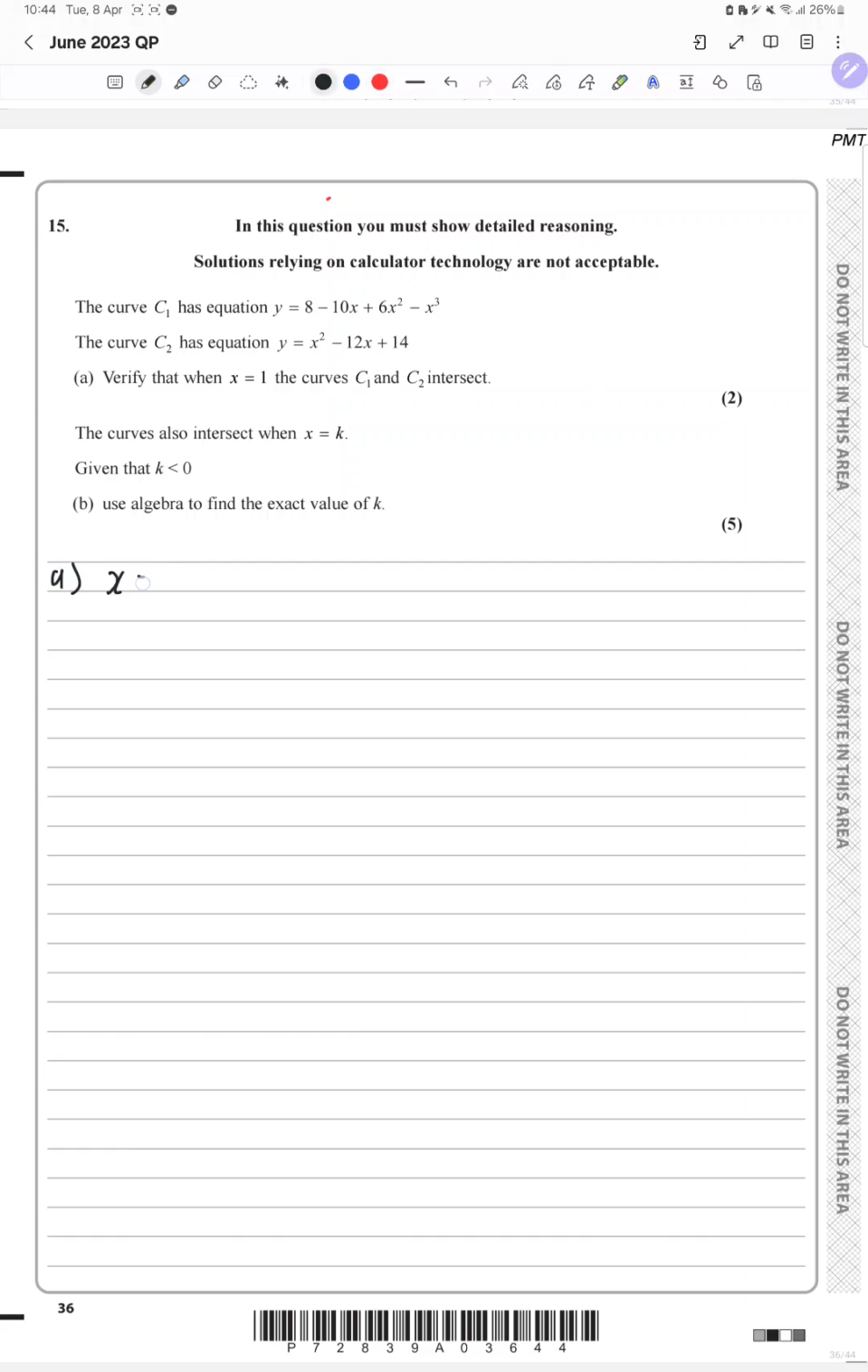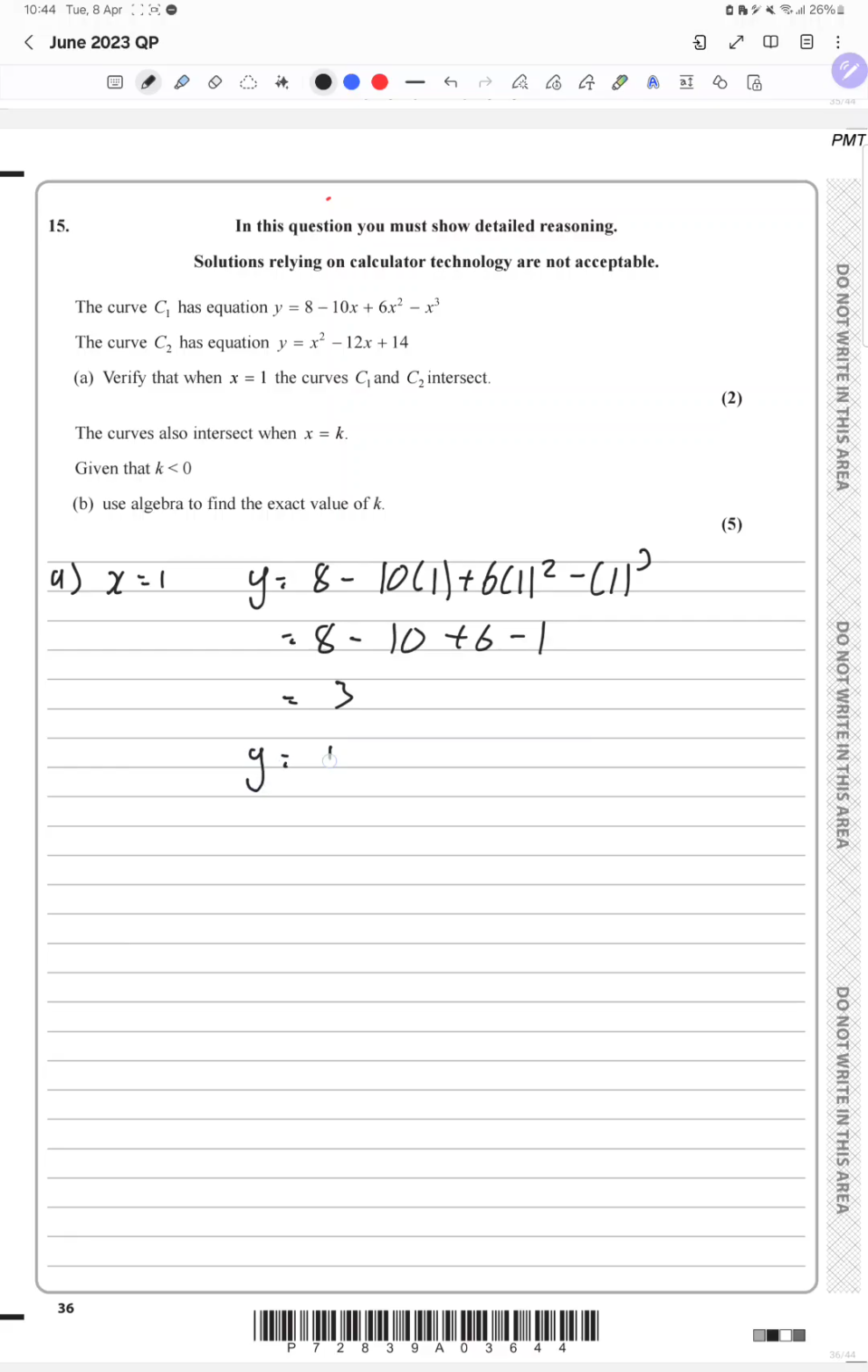So the way I would do this is if we sub in x equals 1 to C1, we get y is 8 minus 10 times 1 plus 6 times 1 squared minus 1 cubed. And since it's a verify, we know the answer that we're aiming for, so I would be very careful and make sure that we get the same number for both, so 3.